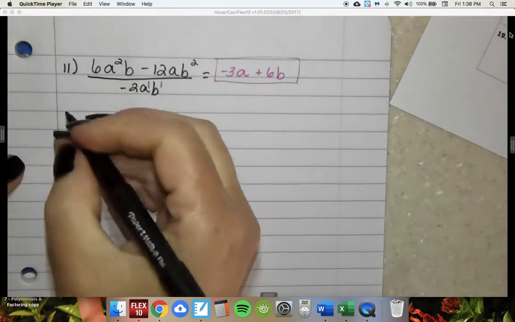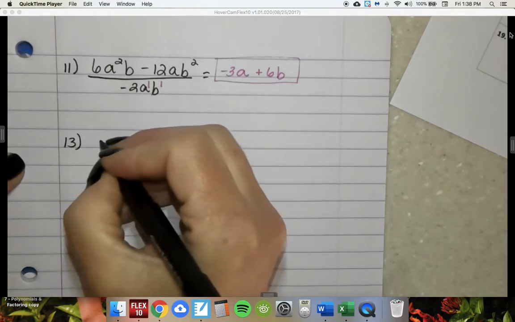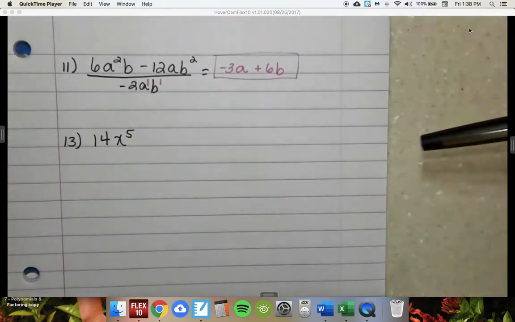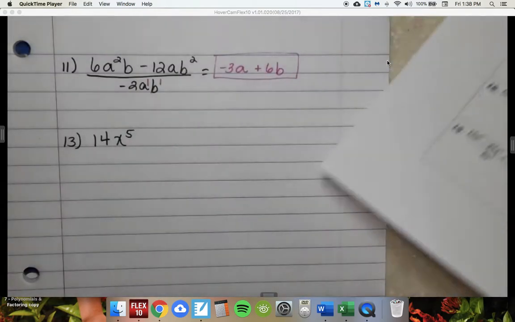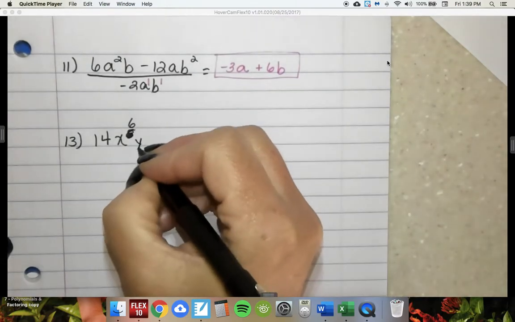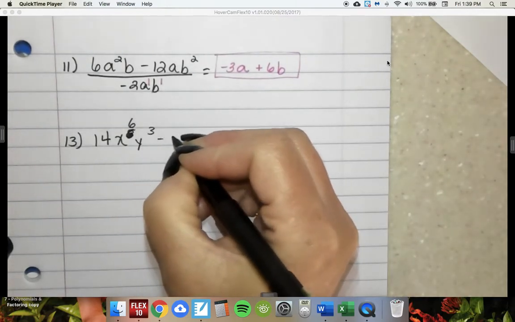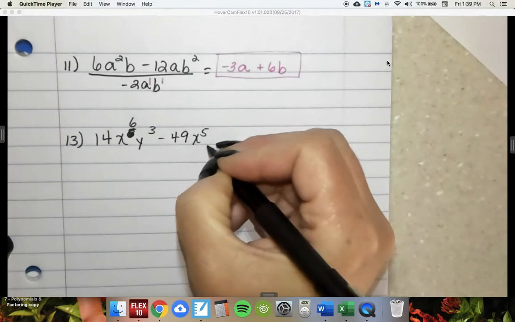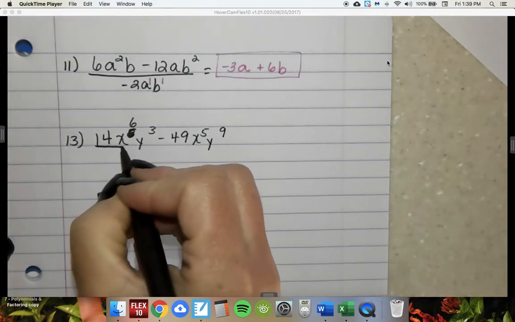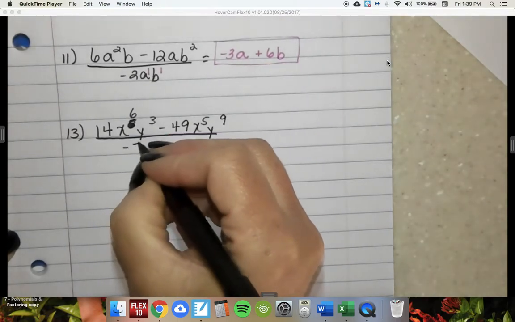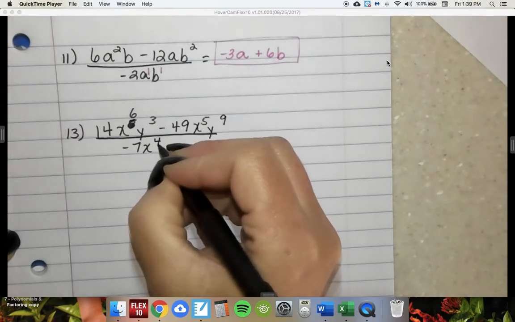Let us do another. This is number 13. We have 14 x to the 5th. Wait, is that a 5? Geez, even I can't read it. Good Lord. No, that's a 6. It's x to the 6th. Sorry. Y to the 3rd. Minus 49 x5. I'm sure that one's a 5. Y9 over negative 7 x 4 y.